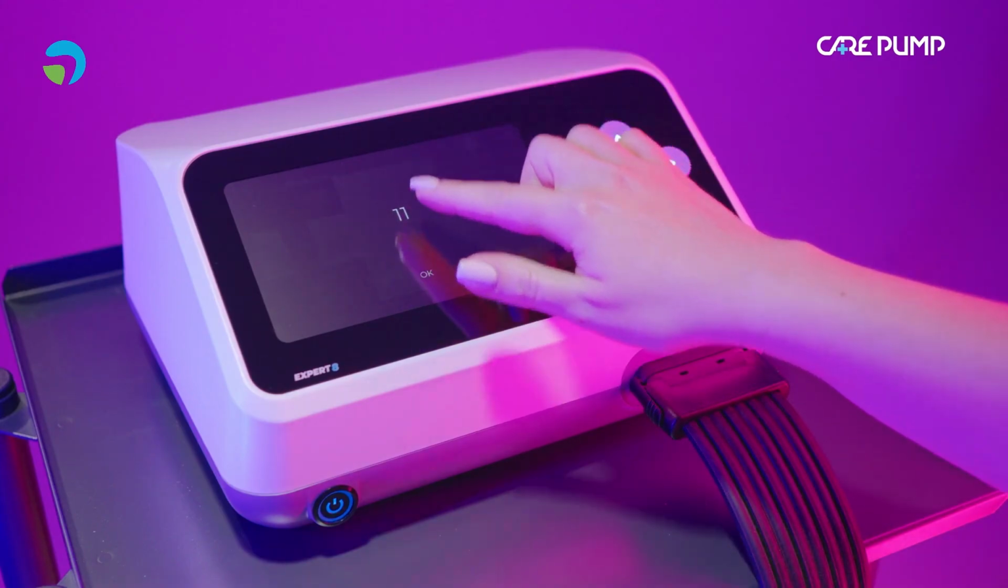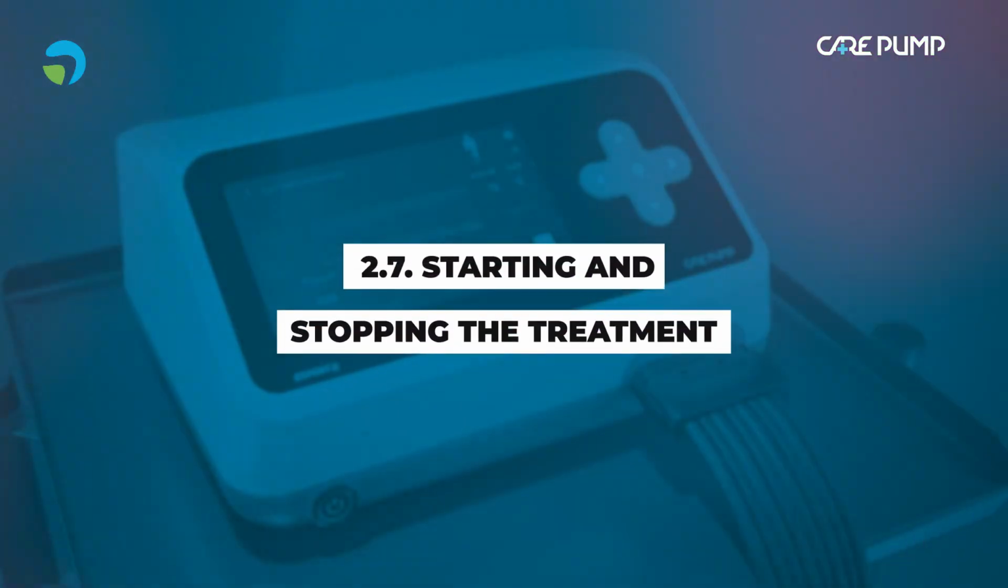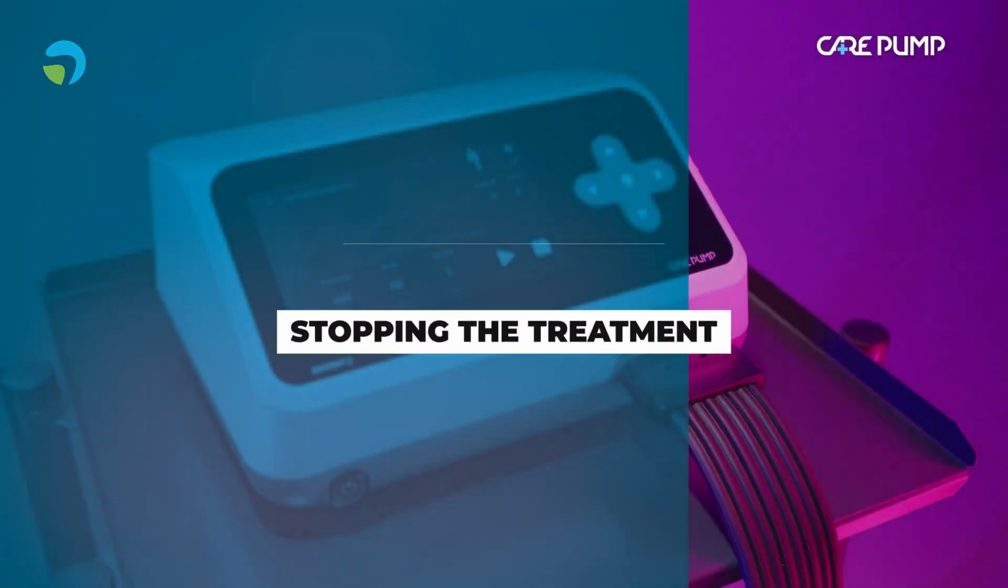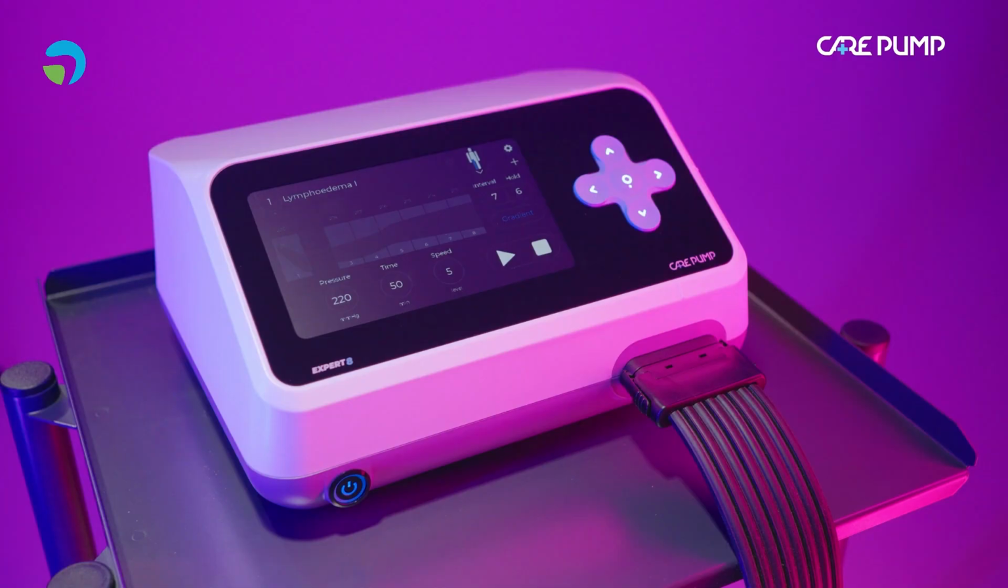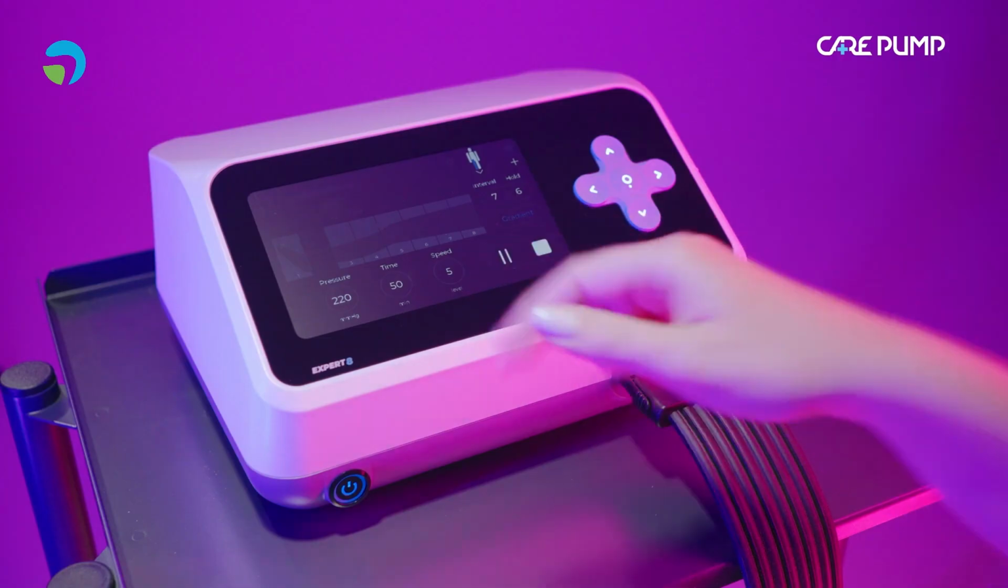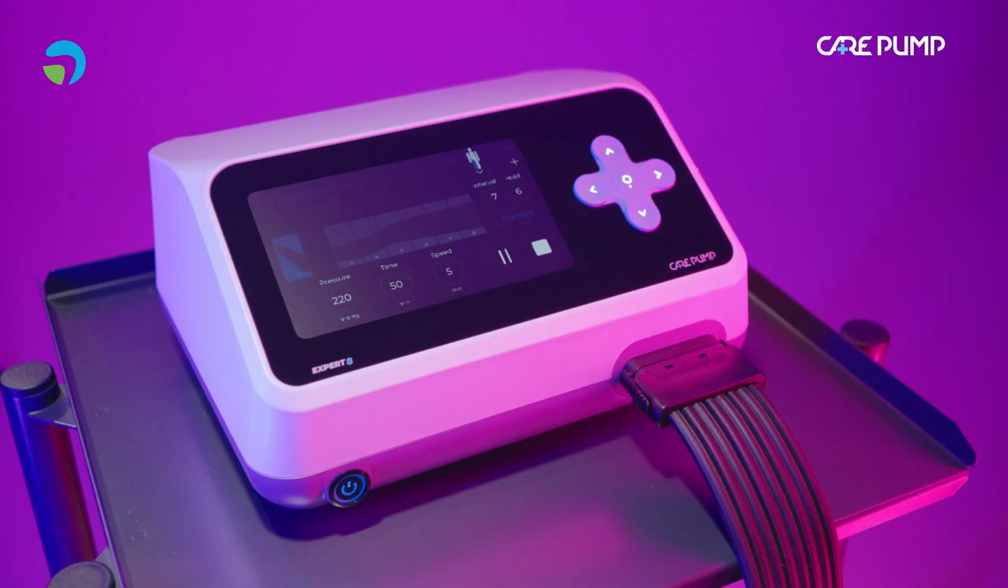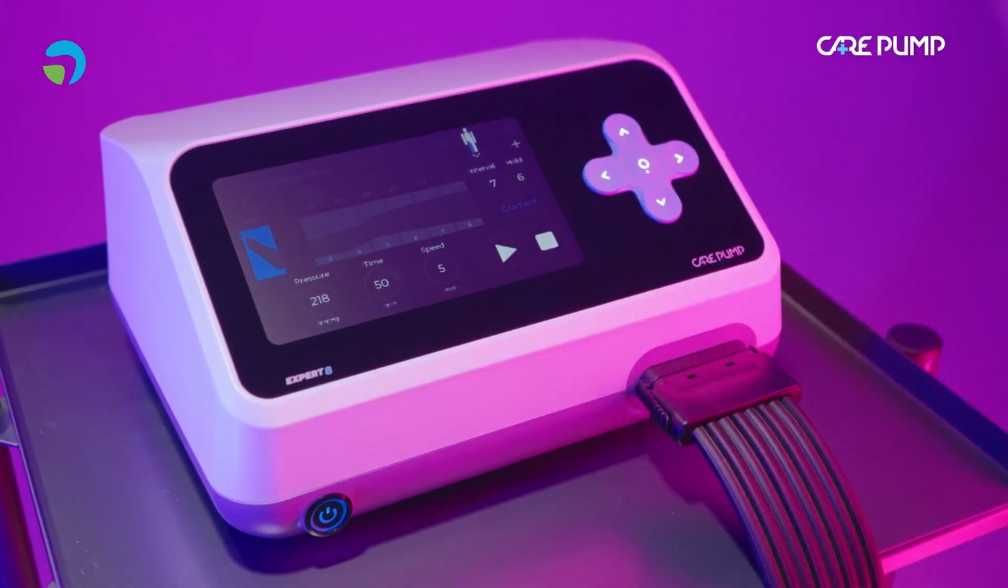Starting and stopping the treatment. After setting the parameters, you can start the treatment by pressing play icon. The currently pumped chambers will flash blue and turn to solid blue light when the set pressure is reached. To temporarily pause the treatment, press pause icon. And if you want to resume the treatment, press play icon.